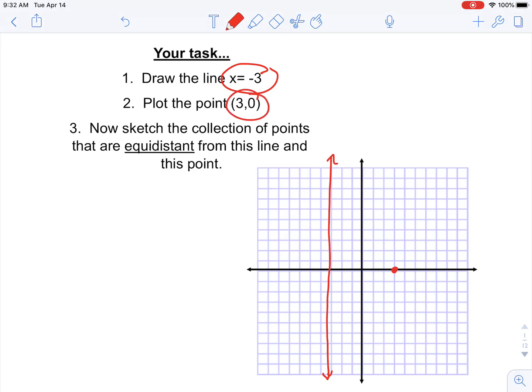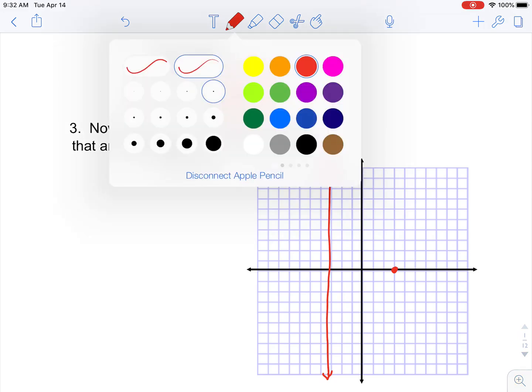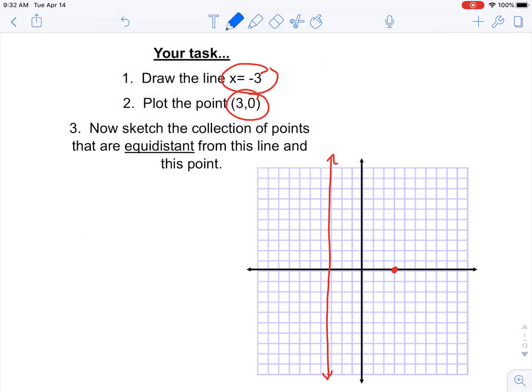Our task is to sketch the collection of points that are equidistant from this line and this point. One of our main ones would be this point right here. We can see that the origin is 3 units away from that point. It's also 3 units away from that line. But we want to plot all of the points that are equidistant between these two.